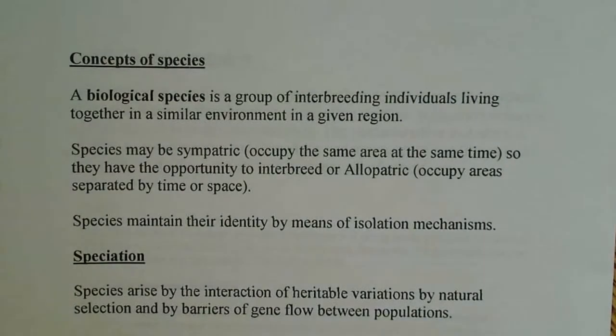So now I'll move on to the concept of species. A biological species is a group of interbreeding individuals living together in a similar environment in a given region. So that's all a biological species is. And species may be sympatric, which means they occupy the same area at the same time, or have the opportunity to interbreed, or they may be allopatric, which is occupying areas separated by time and space. So there could be differences there.